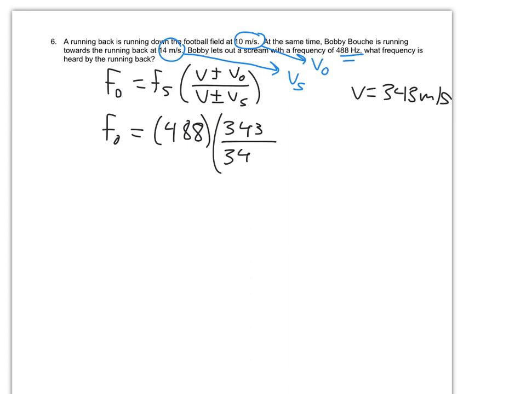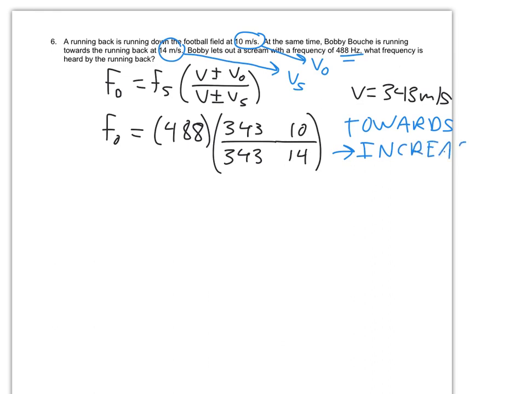Unless otherwise specified, you can assume that that V is always 343. So I'll actually fill that in for both the top and the bottom of this fraction here. And then the velocity of the observer is going to be 10. The velocity of the source is going to be 14. I'm intentionally leaving out the plus or minus for now because I'm going to think through this process. I know that they are running towards each other. And what I always remember is that running towards each other leads to an increase in the frequency. And so what I'm going to do is add that number on top to make the top of the fraction bigger. I'm going to subtract the number on the bottom to make the bottom of the fraction smaller.